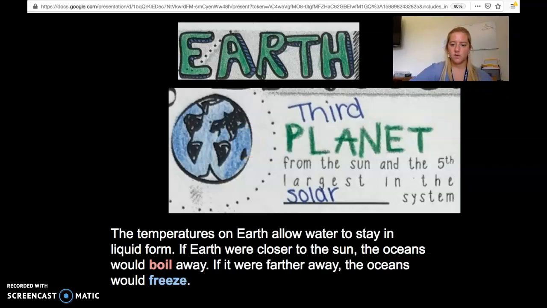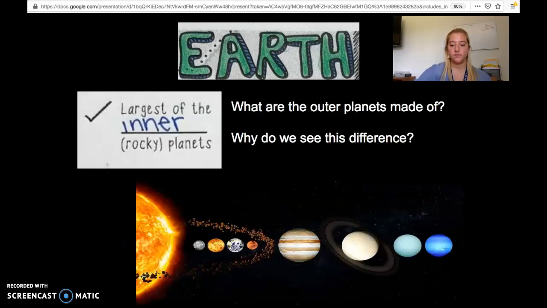So Earth is the 3rd planet from the sun, and it is the 5th largest in the solar system. The temperature on Earth is perfect to allow water to stay in the liquid form. If Earth were closer to the sun, the oceans would boil away. If Earth was farther away, the oceans would actually freeze. Earth is the largest of the inner planets.